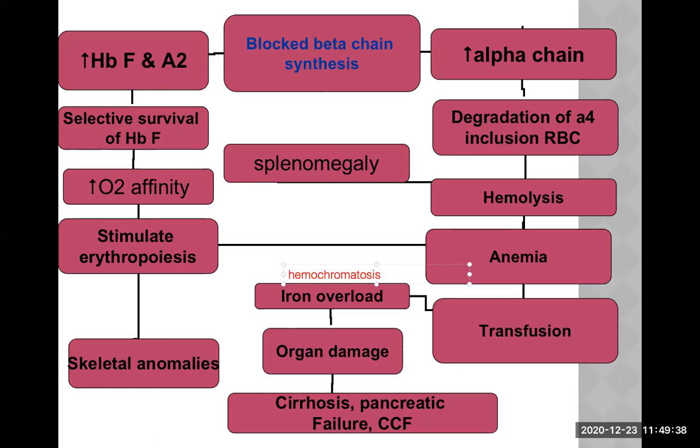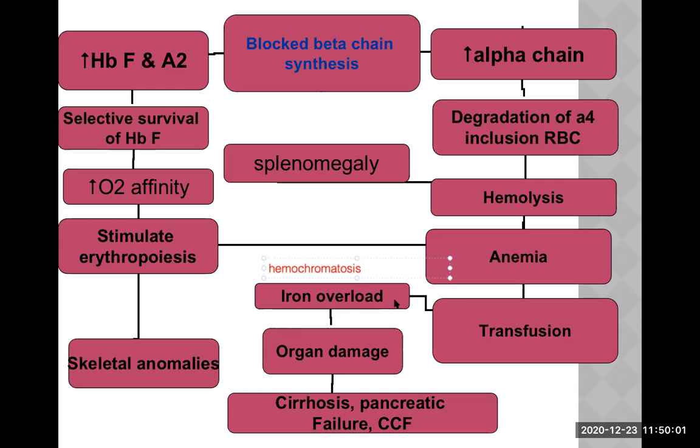Now, hemochromatosis is of two types, primary and secondary. Primary is again a genetic disorder, but the secondary type of hemochromatosis arises from different mechanisms, like excessive transfusion or increased absorption of iron from the GI tract. Those types of causes, so we call it secondary hemochromatosis here.